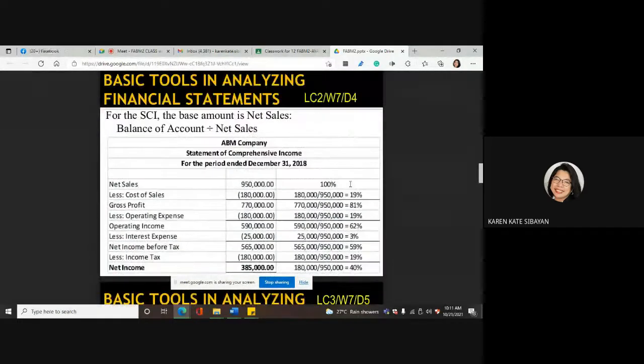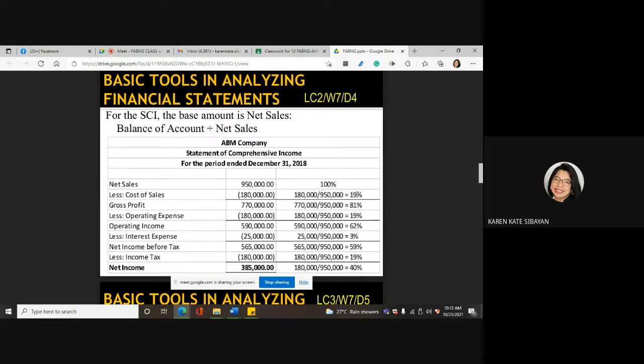In the statement of comprehensive income, the base amount is of course the net sales. Okay? So how much is the net sales? 950,000. That's what you divide by. Same still, balance of account, 180,000 divided by 950,000 times 100. Don't stick to just this. It should still have times 100, because percentage is what we're looking for.